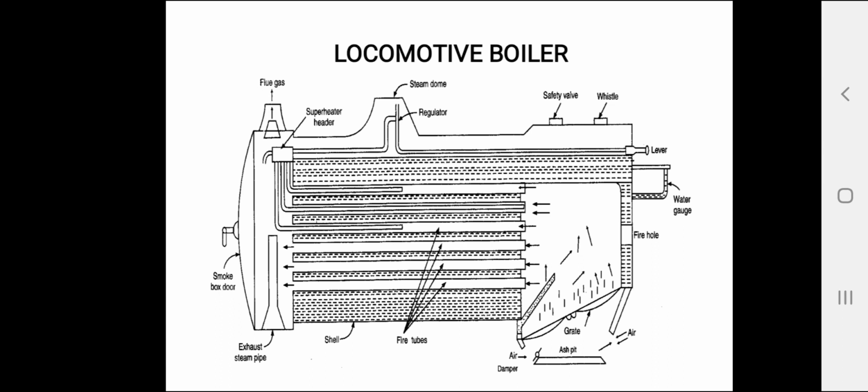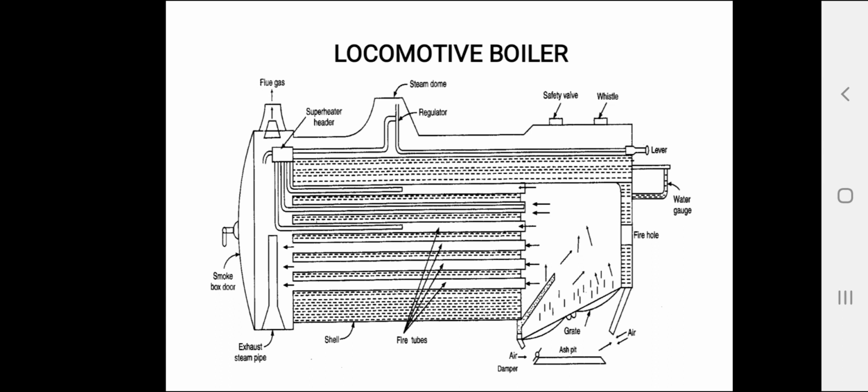The main requirement of this boiler is that it should produce steam at a very high rate. Therefore this boiler requires a large amount of heating surface and a large grate area to burn coal at a rapid rate. The locomotive boiler is designed to be capable of meeting sudden and fluctuating demand of steam, which may be imposed due to the variations in power and speed.